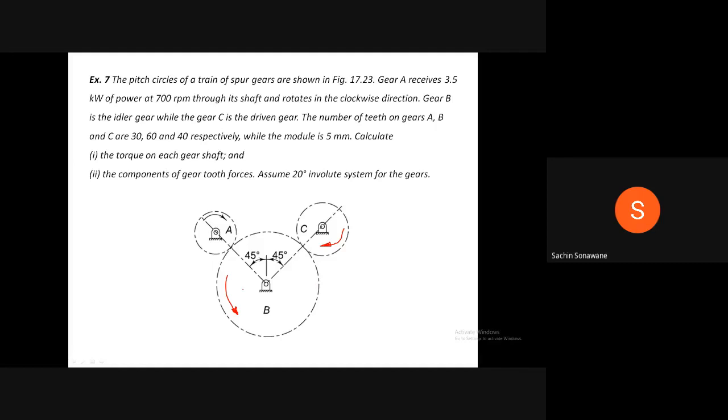Therefore, now we will calculate torque on each gear shaft. Now, always remember what is the function of idle gear. Idle gear function is to bridge the gap between driving and driven gear. That is the first function. And the second function is, if we use an idle gear, we will achieve the desired direction of motion of the driven gear. Now in gear A and C, only one idle gear is used. Therefore, direction of motion of gear A and C is same.